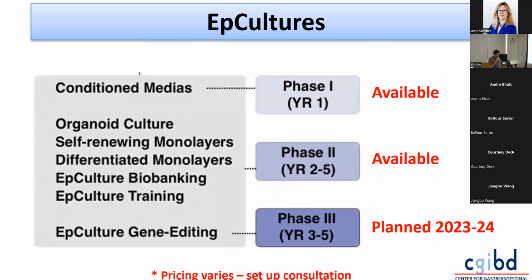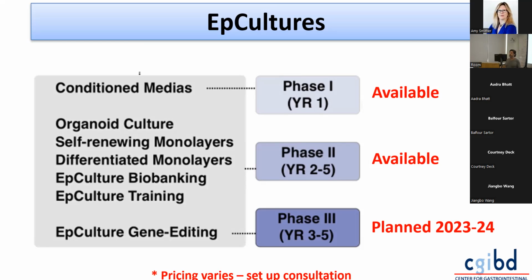So as I mentioned, this is a new technology, and we're phasing in different parts of this technology just because it was too much to do at once. And what we have now, we've completed phase 1, and this is the conditioned medias. These are the medias that you apply to those stem cells to either keep them as stem cells and expand them in the culture or differentiate them.